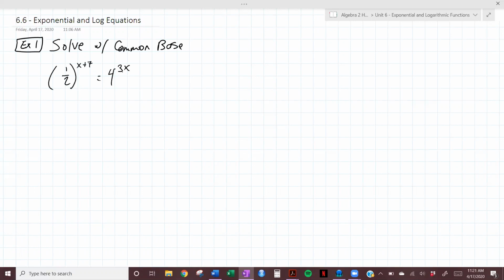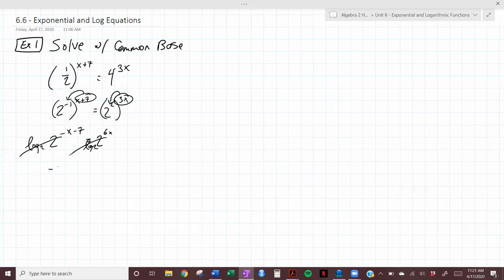Okay, so technically right now these aren't at the same base, but we can rewrite them in the same base. So 1/2, technically speaking, is 2^(-1), to the x plus 7, and 4 is 2 squared, to the 3x. Now we can write this as 2^(-x-7) = 2^(6x), because basically I'm taking this expression and putting it in there, and taking this expression and putting it in there. Now we can get rid of our 2's, because we'll do log base 2 on both sides, so our 2's will cancel.